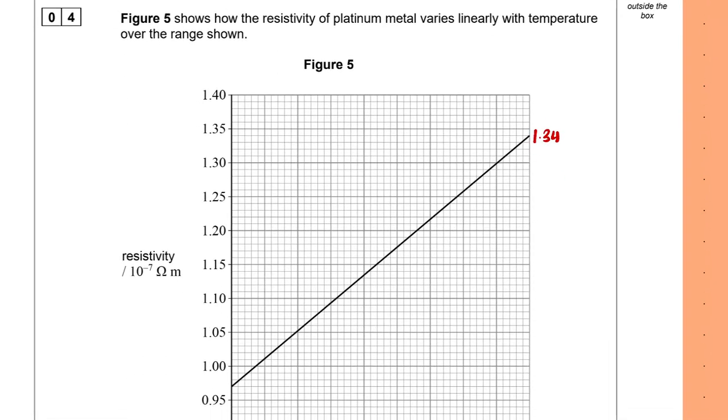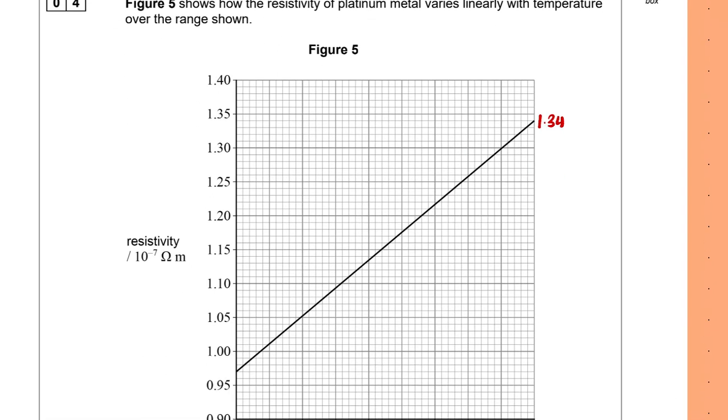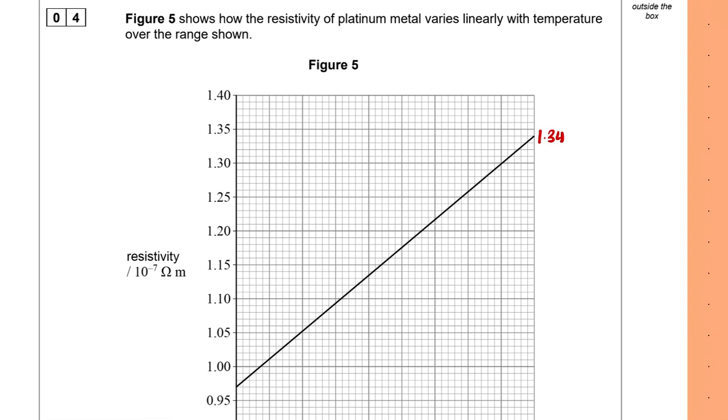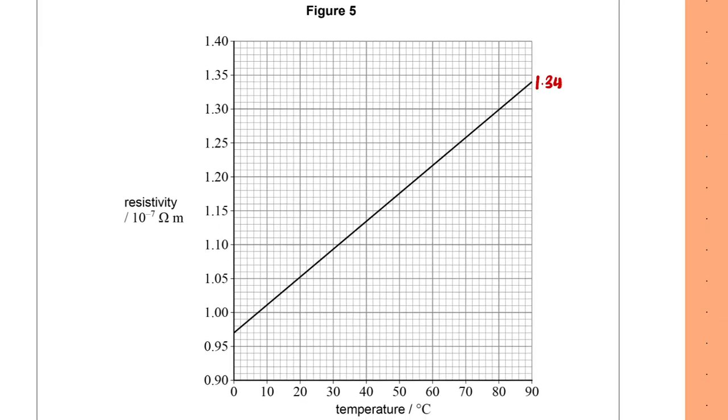Next, question number 4. Figure 5 shows how the resistivity of a platinum metal wire varies linearly with temperature, as shown. You have a graph of resistivity on the y-axis in 10 to the negative 7 ohm meters and temperature in degrees Celsius, and this is a straight line, or a linear variation.